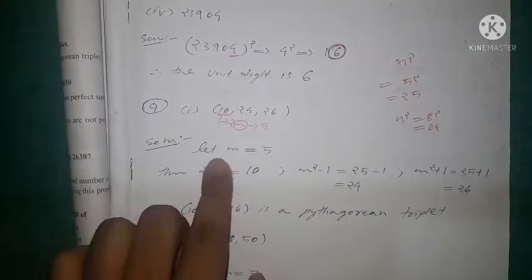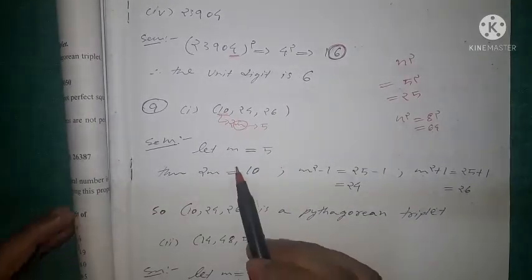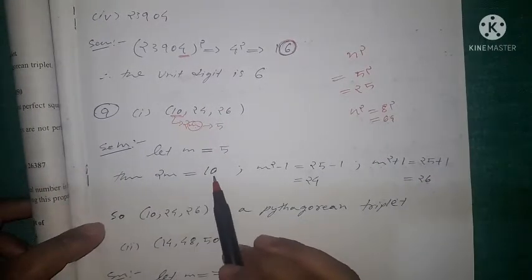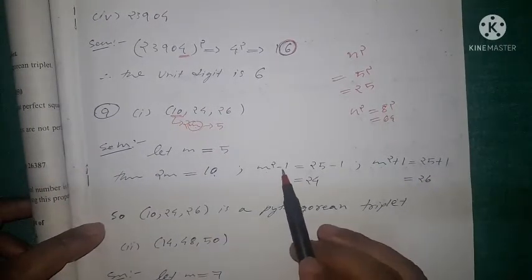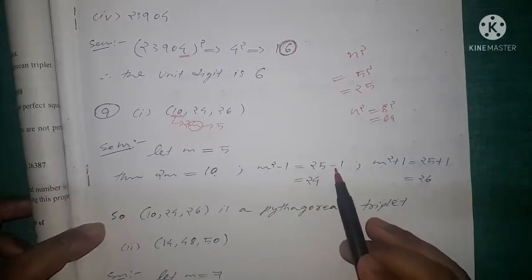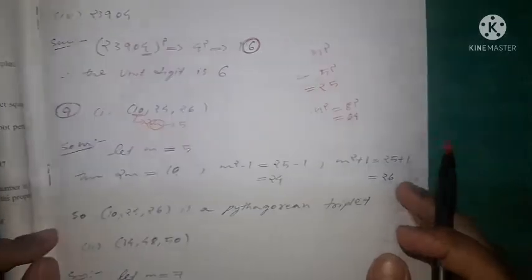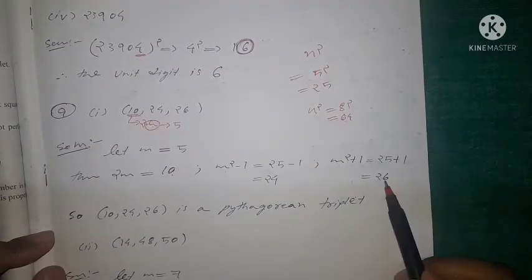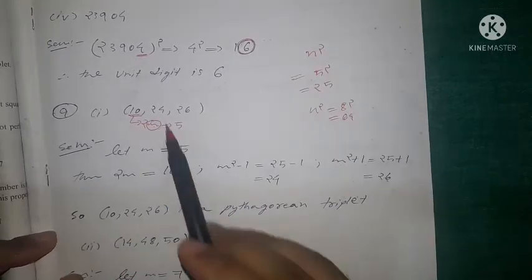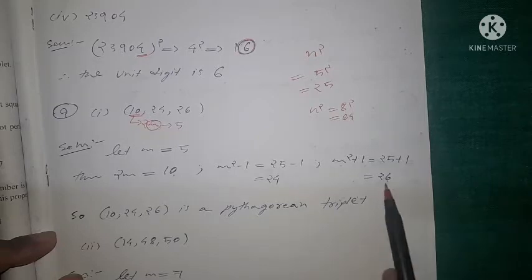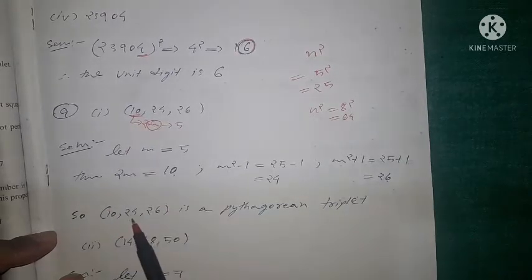So therefore we have taken let m is equal to 5. If m is equal to 5, then according to the formula, twice m is equal to 10, and m square minus 1, that is m square, if m is 5 then m square is 25, 25 minus 1 is equal to 24. And m square plus 1, that is 25 plus 1, is equal to 26. So therefore, when it is 10, the second and third numbers are 24 and 26. So therefore 10, 24, 26 is a Pythagorean triplet.